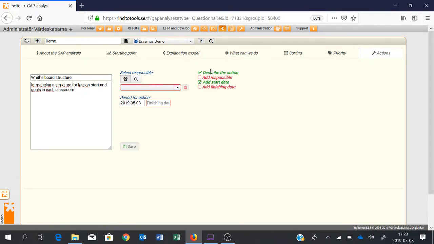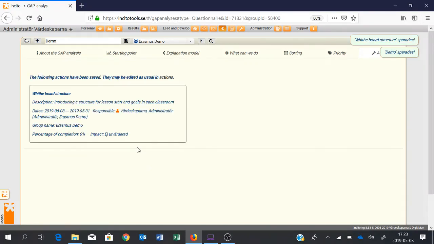And then you see the action to describe is here green and checked, and add a start date, which is the day of today. You can also add a finishing date. When will this action be implemented? And lastly, you must name a person who is responsible for the action. And here we only have me, the administrator at Värdeskaparna. So I choose myself. And with this, I can save the action. So now the gap analysis is closed and it's ready.